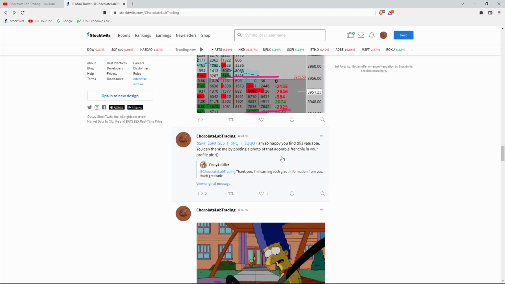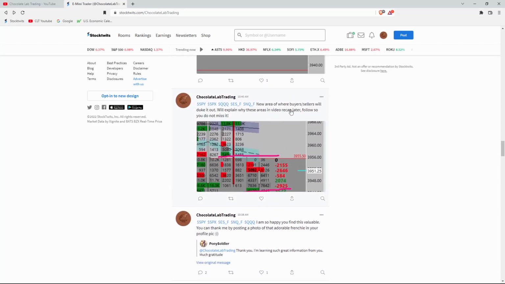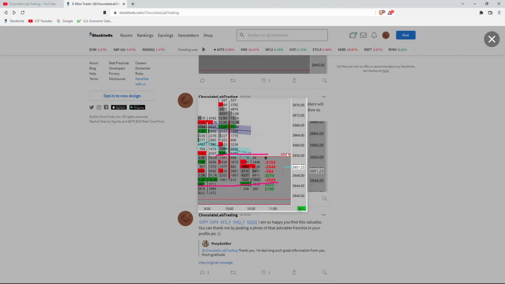Alright, so we were here, and new area of where buyers and sellers will duke it out. And yeah, so still a 30-minute chart. We know that there's previous buyers here. Buyers are trying. Sellers and volume is here with the zero print. And we're going to bounce between these until someone gives up. And that's when we monitor the tape, the volume nodes, the delta, all of our fun tools to be able to take advantage of it.